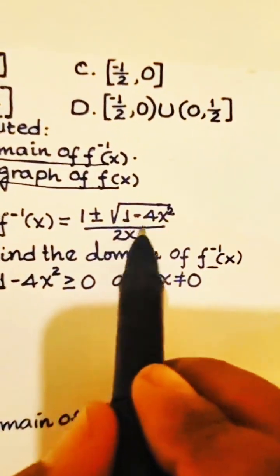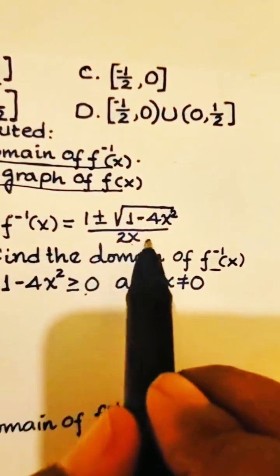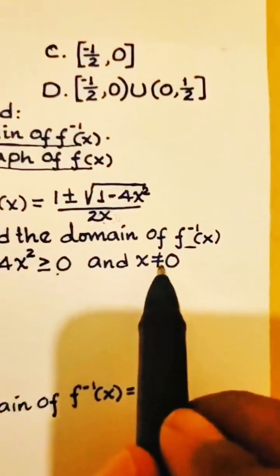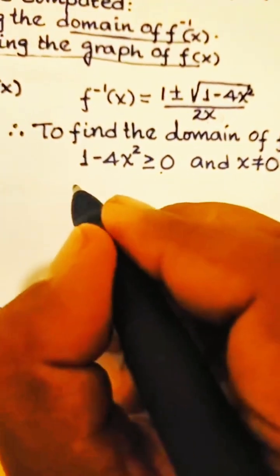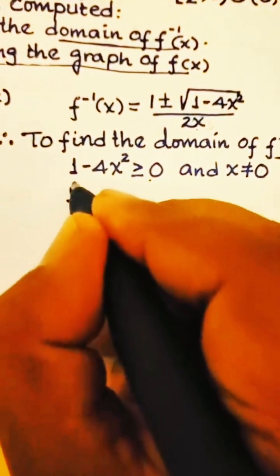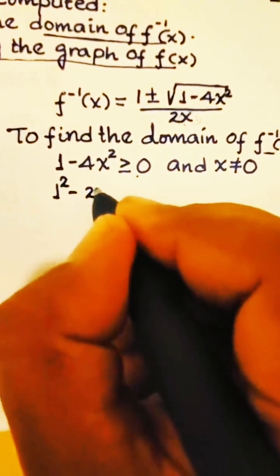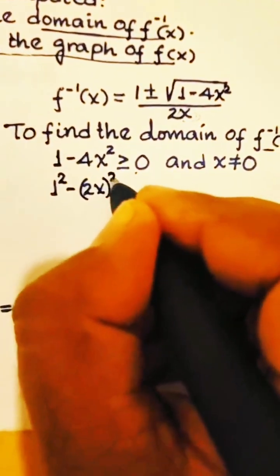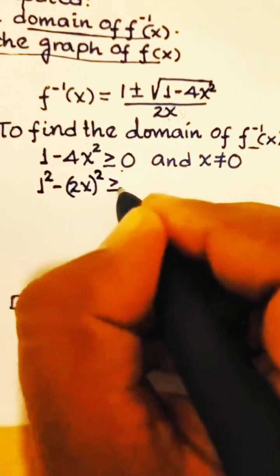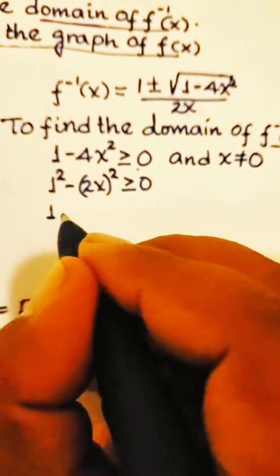Now from this functional form we can clearly understand that 1 minus 4x squared is inside the radical, so it has to be greater than or equal to 0, and 2x is in the denominator, so it has to be different from 0. So there are two considerations in determining the domain of the function. Now with the first consideration, 1 minus 4x squared can be written as 1 squared minus (2x) squared, the whole radical greater than or equal to 0.